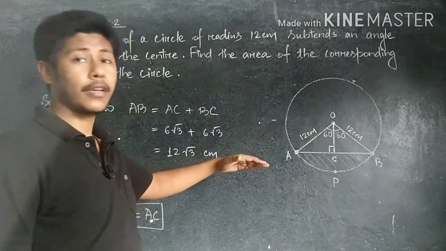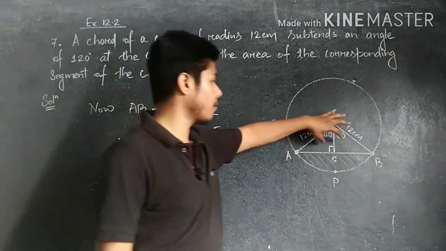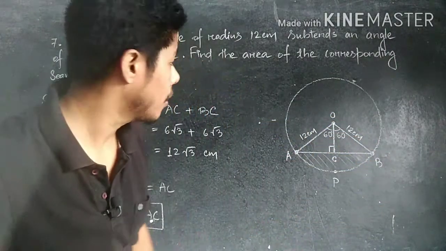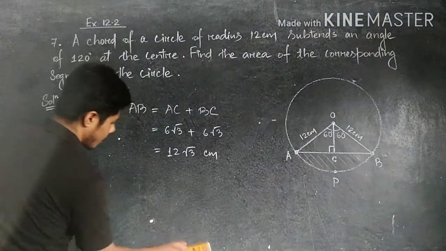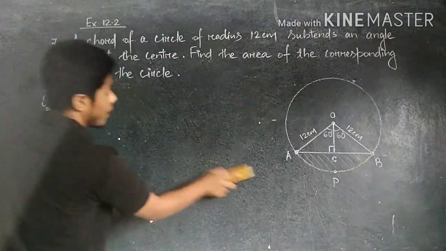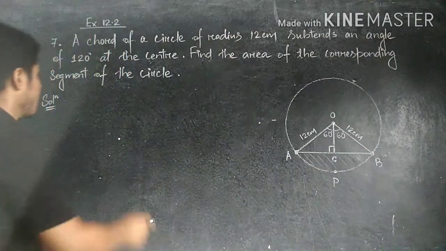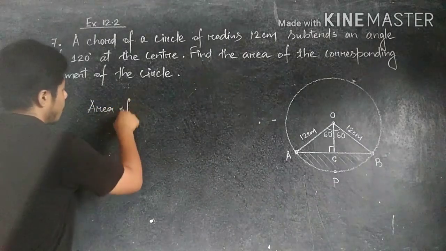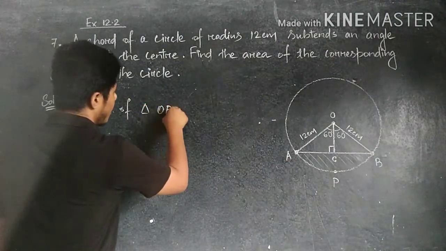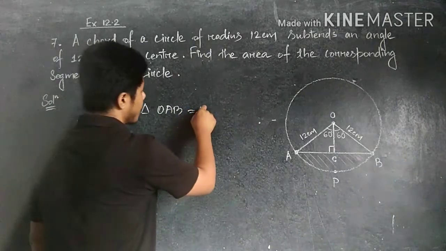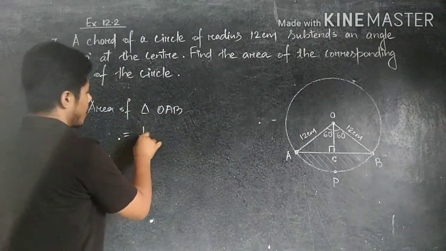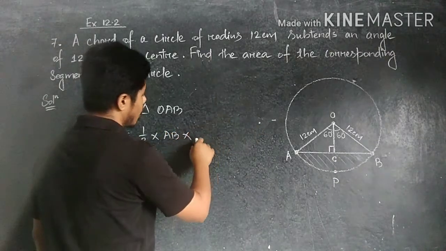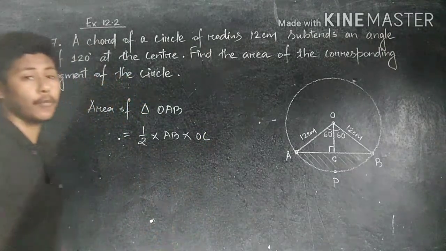If height and base we get, then which formula we have to apply to find out the area of this triangle? Half into base into height formula we can apply here. Isn't it? So now if we calculate the area of triangle OAB, in this case what you have to write? Area of triangle equal to half into base into height. Base is AB, and the height is OC.